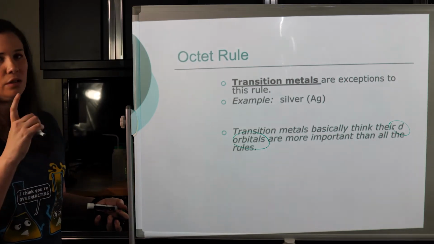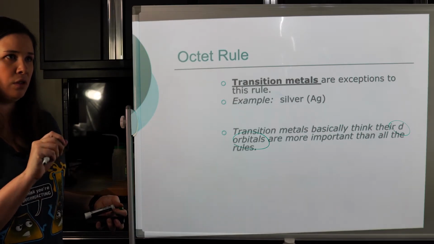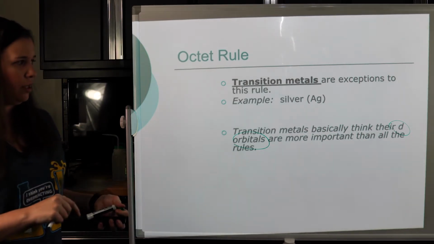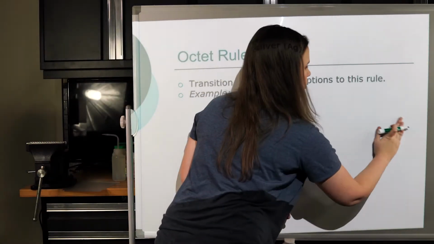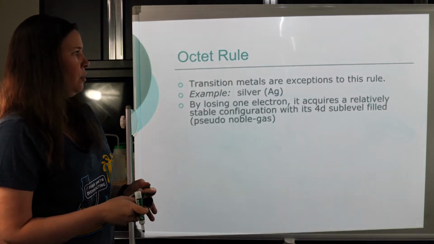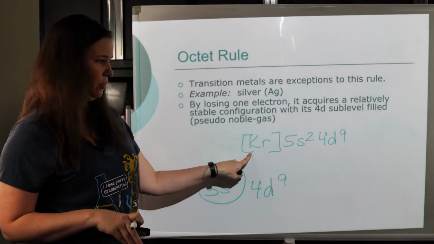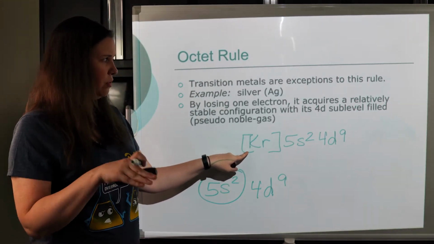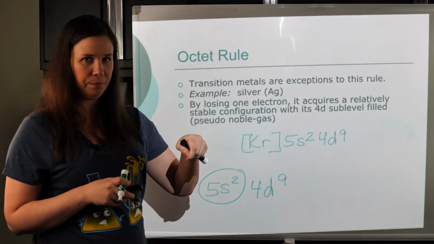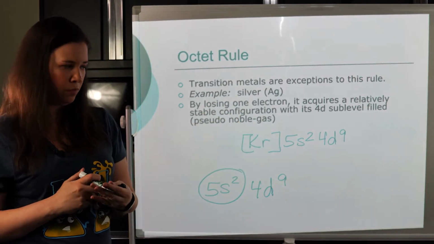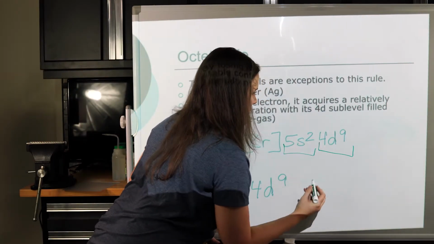So I want to use the electron configuration to kind of explain why their number of valence electrons can change and how that has to do with the d orbitals. So let's look at silver's electron configuration to start with. So the original electron configuration, because it's pretty far down, let's go ahead and use the noble gas. The noble gas before silver would be your krypton, and then we would have 5s2, 4d9, following Aufbau's principle. So let me draw out just the orbitals for the 5s and the d.